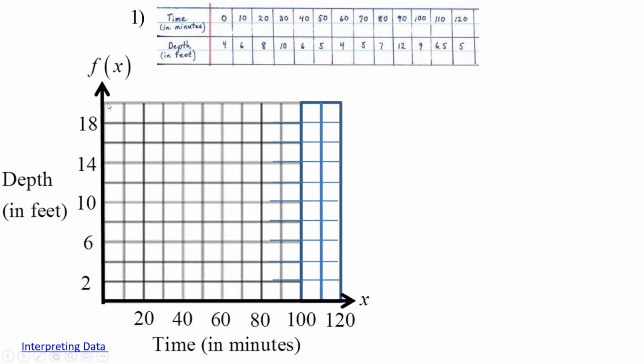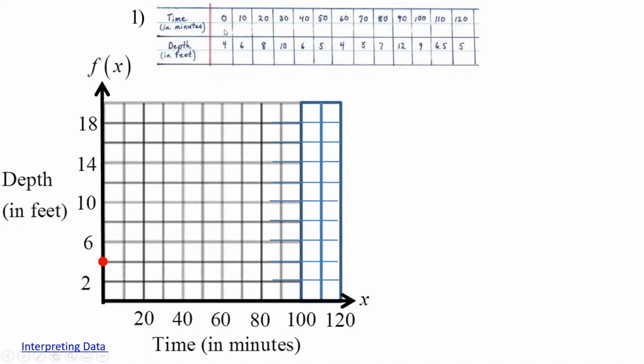I'm sorry, I grabbed a grid that went right to there, and I needed to add a few more columns, so I kind of put this in. It's not perfect, but it's going to work great. So let's start plotting points. The input is 0, the output is 4. So 0's right there, and I scaled the f of x axis by 2, so my first point would be right there.